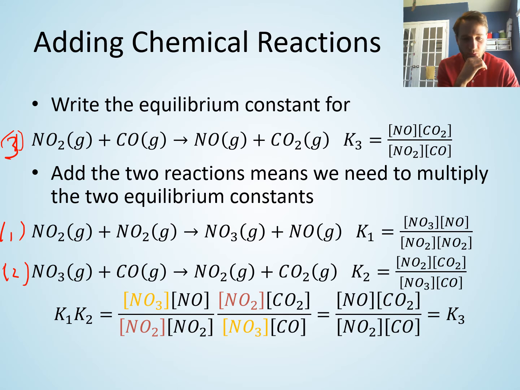So if I add reaction 1 and 2 together, what you'll notice is you'll get reaction 3. Because when you add these two things together, the NO3s cancel, and then the NO2 cancels, and you're left with NO2 plus CO going to NO plus CO2. So you get the original reaction. And if I add these two reactions together and multiply their equilibrium constants, you'll see again that the NO3s and the NO2s cancel when you multiply the equilibrium constants together. So I take K1 times K2, and I'm left with K3.